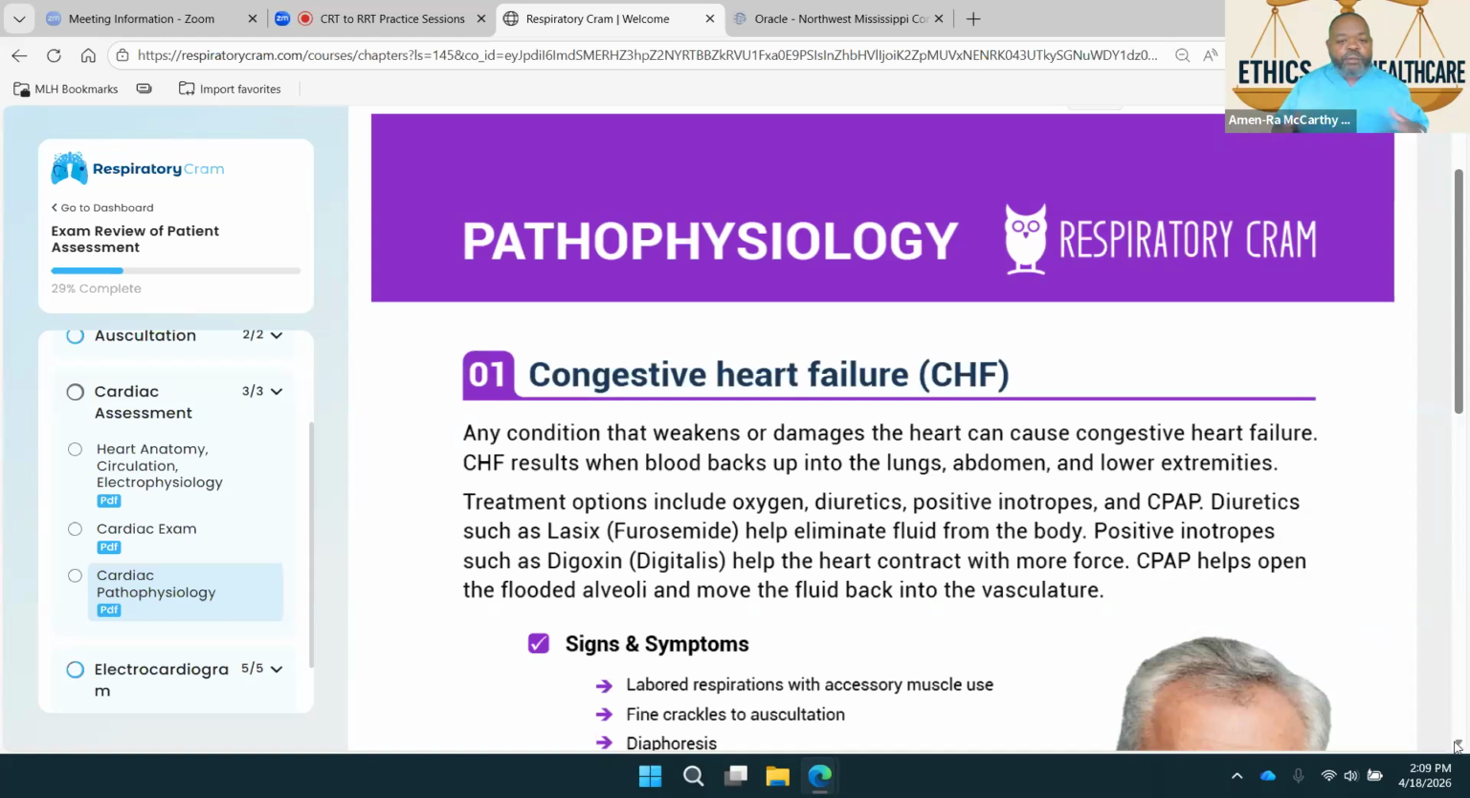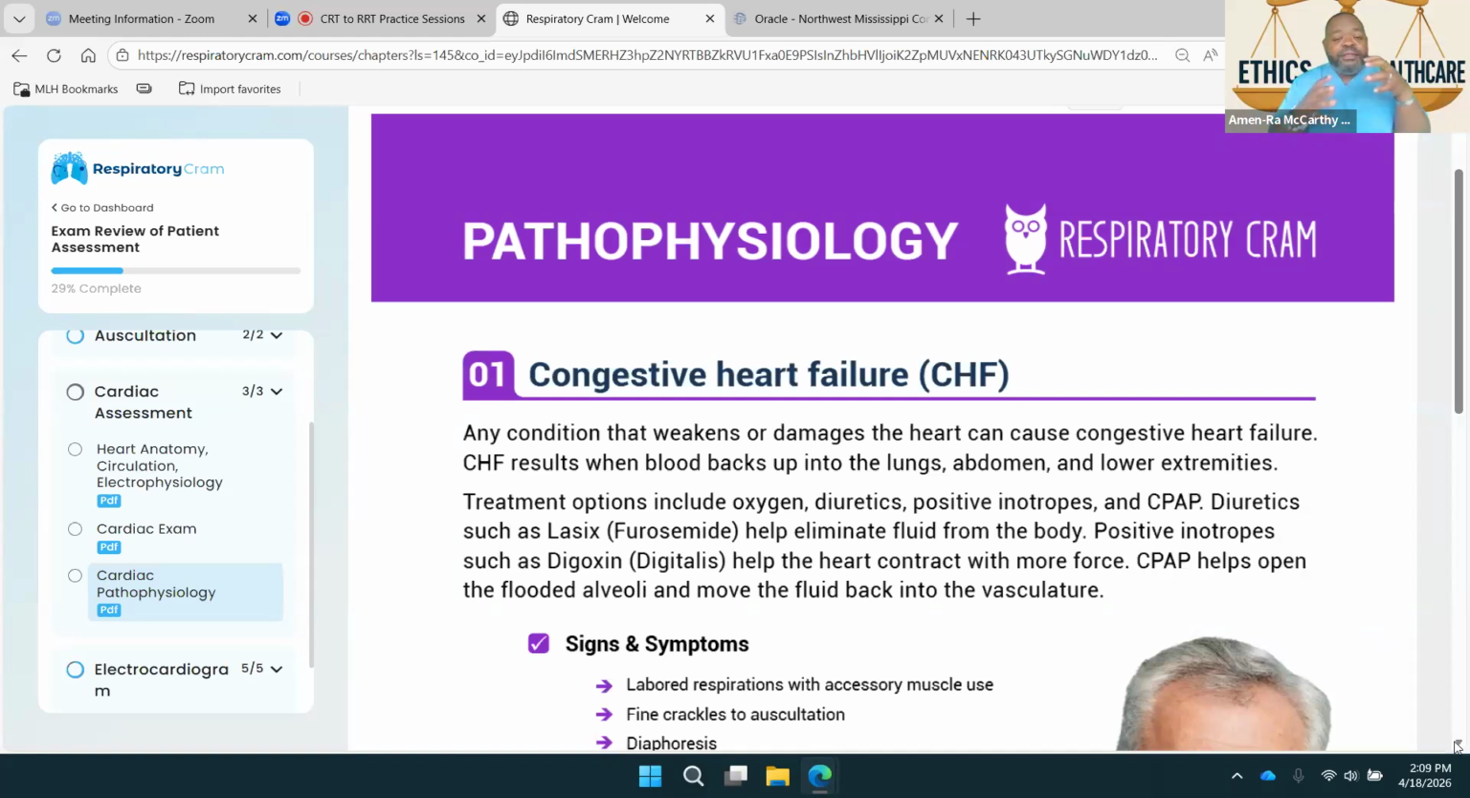CHF: any condition that weakens or damages the heart can cause CHF, right? You don't have to be overweight to cause CHF. Treatment options include oxygen. For whoever asked me about oxygen earlier, this is when you would help with oxygen. Somebody who has CHF, you want to treat with oxygen, diuretics, and positive inotropes again. And remember, what is the drug I said is the positive inotropic agent? Digoxin. You see that? You probably need to choose it, okay?